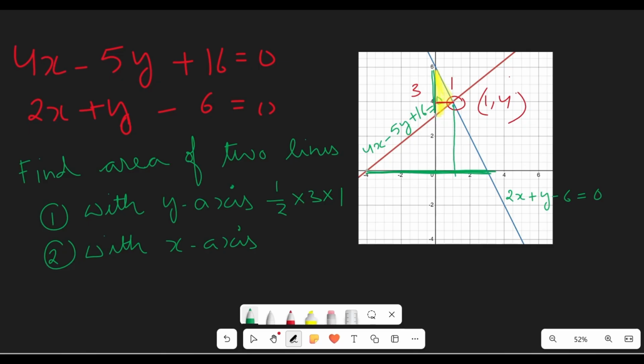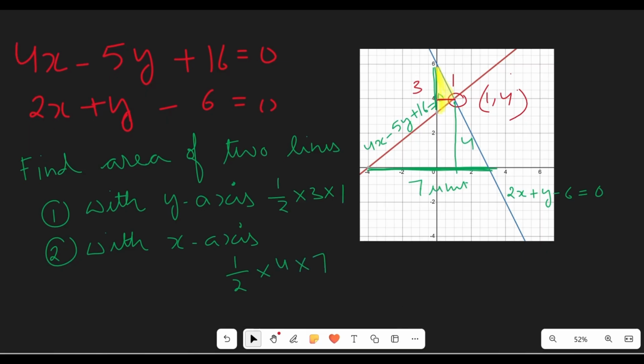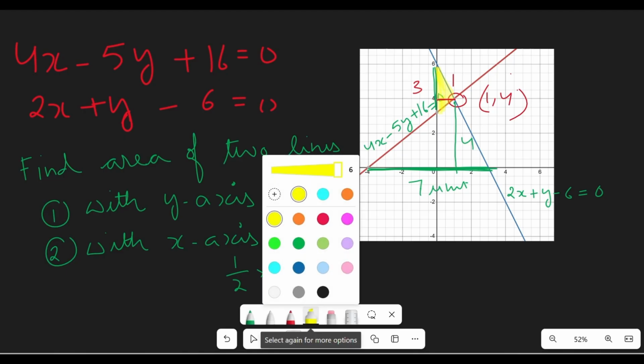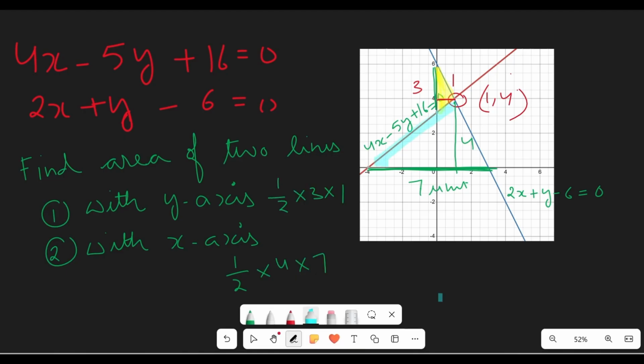Now let's see the measures. This base is 7 units and altitude is 4 units. So area is half into 4 into 7. Showing one more time, what is the triangle with x-axis? This is the triangle with x-axis.